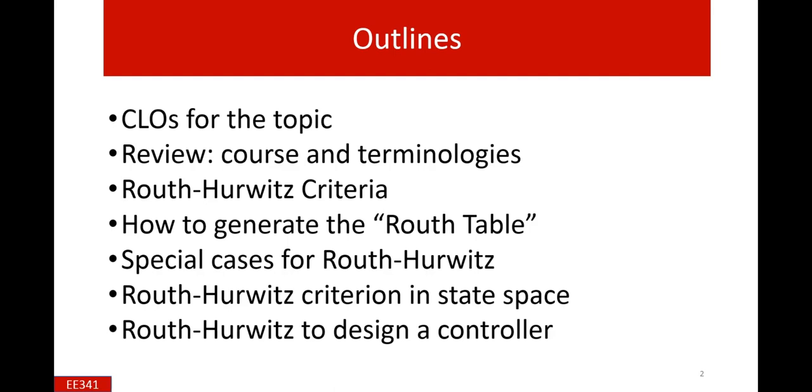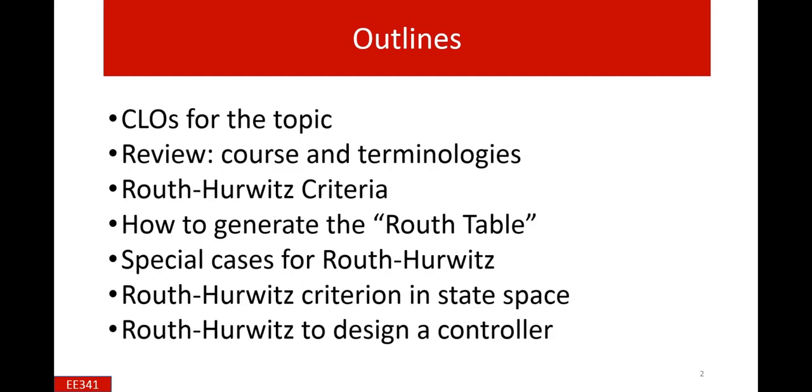This lecture starts with the discussion of CLOs related to this topic, and then we review a few terms and also review the RH criterion and how to develop the Routh table. And there are two special cases for the Routh-Hurwitz. The first one is when the first term in the column is 0, how to handle this situation and what type of result will be obtained. And the second special case is when the whole row is 0.